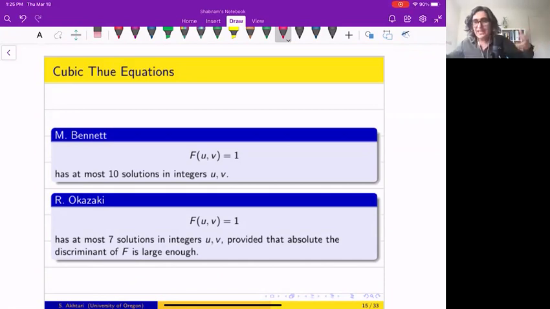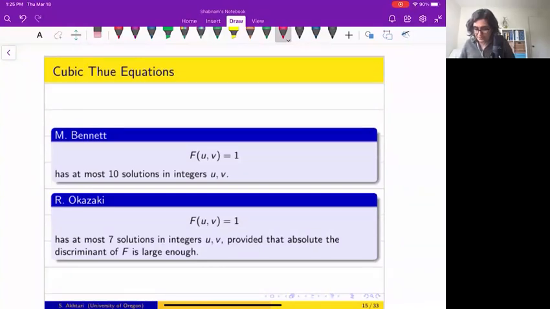And I worked on that also and just made the discriminant a bit smaller, but to have 7 solutions, you have to assume that the discriminant of your cubic F is very large. But the best general bound that we have is really these 10 solutions, and I'm gonna use it soon. One comment I have is that when I define a two-way equation, I put it equal to a number m, that is a two-way equation too, that has finitely many solutions.